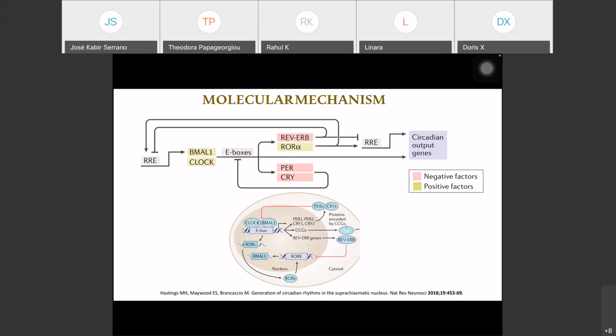So we have three feedback loops in this mechanism. One negative of PER and CRY that inhibits their own expression, another negative of REV-ERB that inhibits the expression of BMAL1, and a positive of ROR alpha.